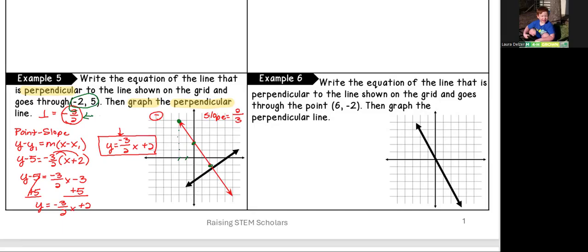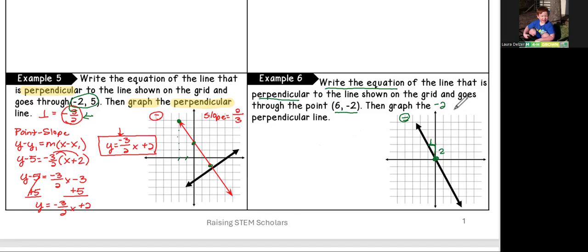All right, let's go ahead and look at this one. It says, write the equation of the line that is perpendicular to the line shown on the grid, and it goes through 6, 2. And then we're going to graph the perpendicular line and write the equation. All right, let's get our slope here real fast. I can see it's here. Oh, I do want to make a little note to myself. It's going off to the negative side, so I'm not going to forget to put my negative there. It goes up 2 over 1. So the slope is -2.